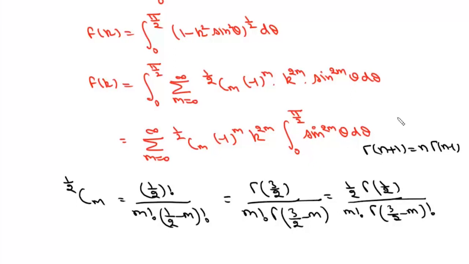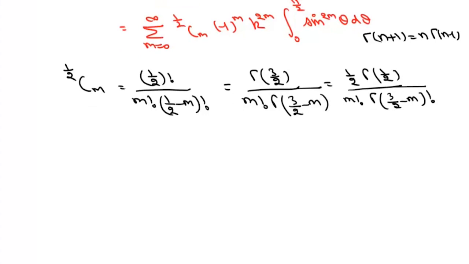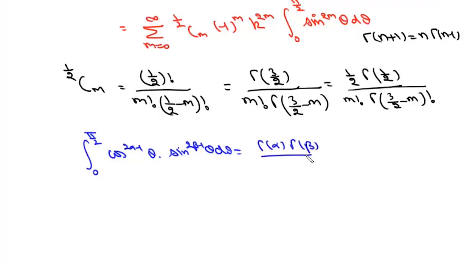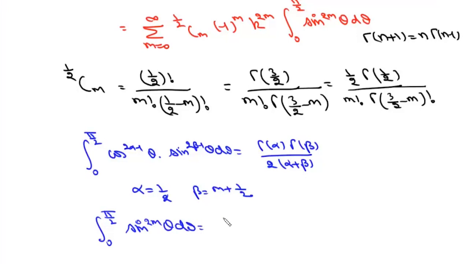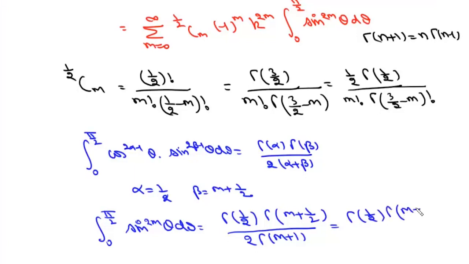Now we'll find the value of this integral, and for this again we'll use the beta function. Now we know that this integral from 0 to pi by 2 cos to the power 2 alpha minus 1 theta into sine 2 beta minus 1 theta d theta will be equal to gamma alpha into gamma beta upon 2 gamma alpha plus beta, and here again we'll put alpha as 1 by 2 and beta as m plus 1 by 2. So the value of this integral from 0 to pi by 2 sine to the power 2m theta d theta will be equal to gamma half into gamma m plus 1 by 2 upon 2 times gamma m plus 1, and gamma m plus 1 is simply factorial m. So we write this as gamma half into gamma m plus 1 by 2 upon 2 into factorial m.